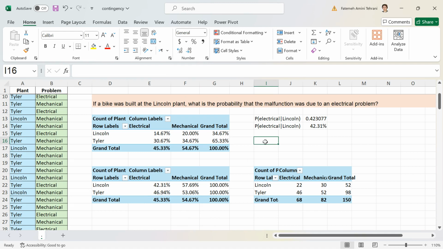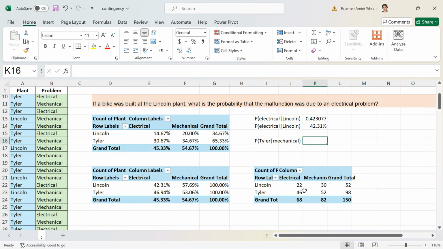But what about this question? If the question asks me, what is the probability that a bike was built in Tyler given that it has a mechanical problem. What about this probability? Look at here, I'm looking for P of Tyler given mechanical. It's the probability that the bike was built at the Tyler plant if it has a mechanical problem.